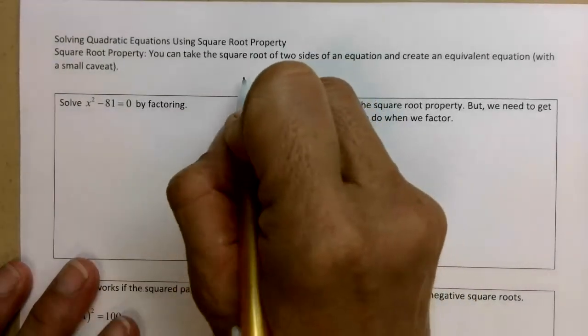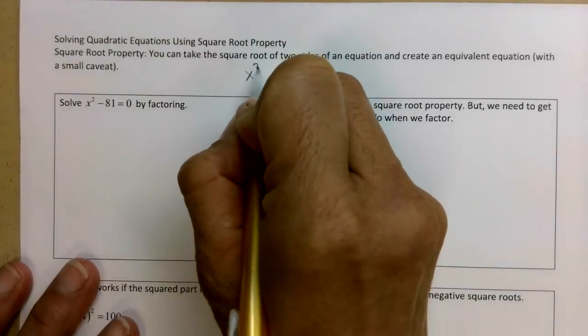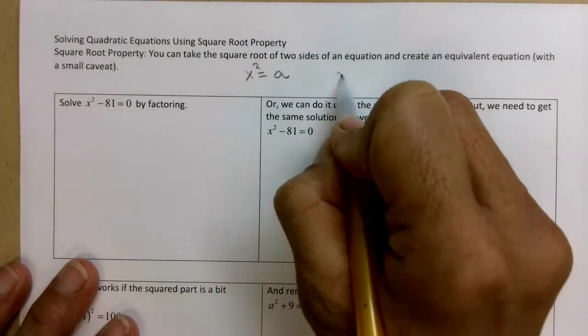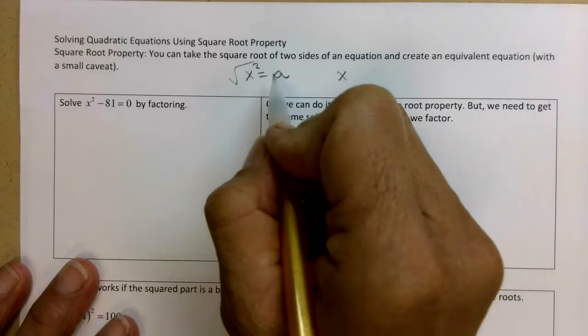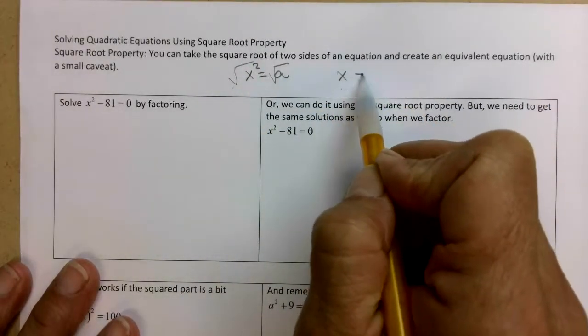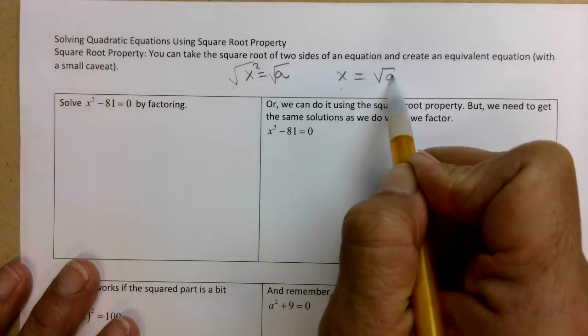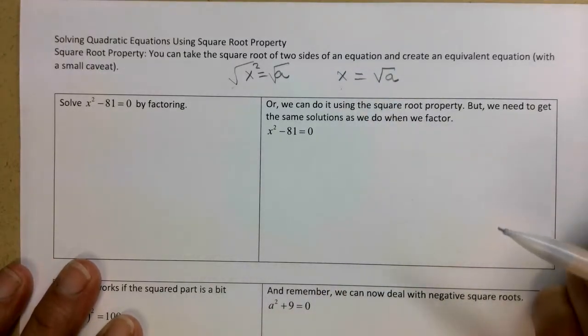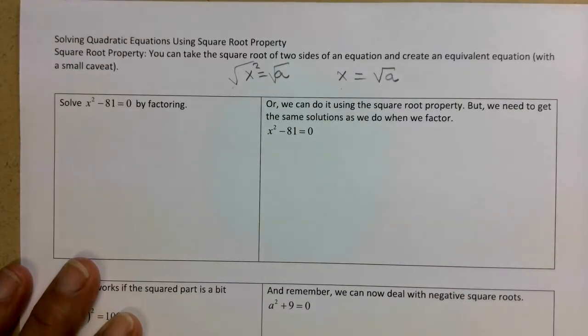So, if you have x squared equals a, then I can take the square root of both sides, and the square root of x squared is x, equals the square root of a. Now I haven't done my fine print caveat yet. I'll show you how we will change this in just a second.